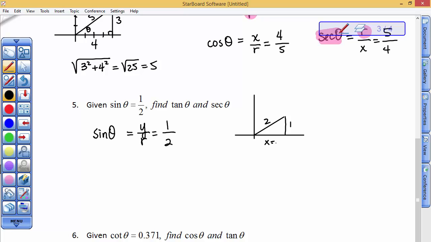So then I need to find out what the x value is by the Pythagorean theorem in order to describe tangent, because tangent is defined as y divided by x. And secant is the reciprocal of cosine again, remember, which is x over r. So secant is r over x.